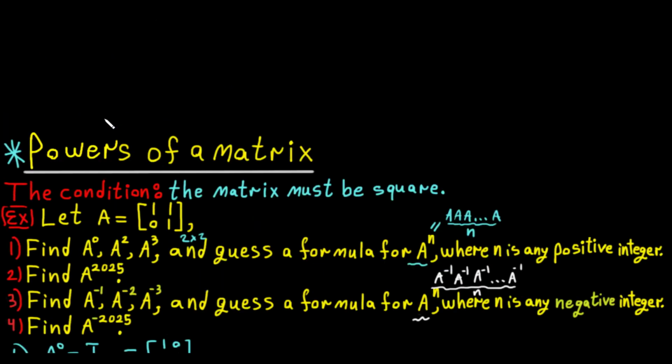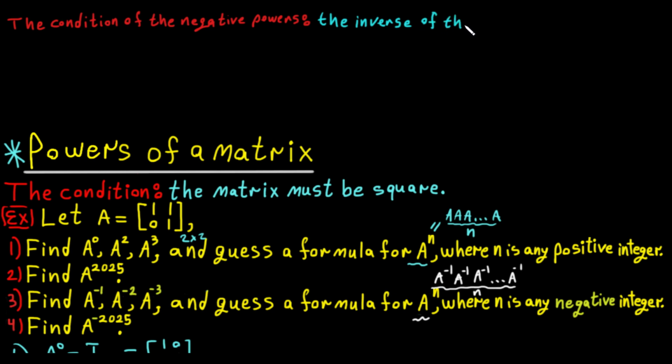So let's write this in here. I will write here the condition of the negative powers. The condition of the negative power: the inverse of the matrix exists. So in our case, A inverse exists. It has to exist. So if it exists, you can find A inverse, A^-2, A^-3. If it doesn't exist, it will be undefined.